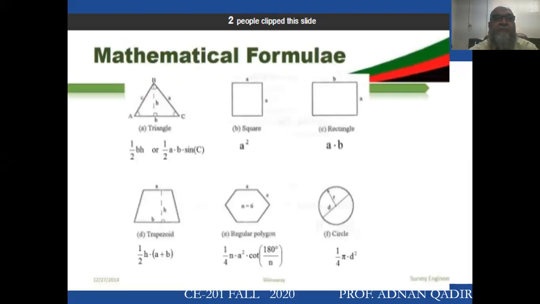If you have a triangle, the area is half BH. If a square having side A, the area is A square. Rectangle, AB. Trapezoid, half H, A plus B. And then there are regular polygons that have half N A square cot 180 degrees upon N. For a circle, pi d square upon 4. Most of that you already know from your previous studies. This is very basic knowledge at this stage, and we all know that.